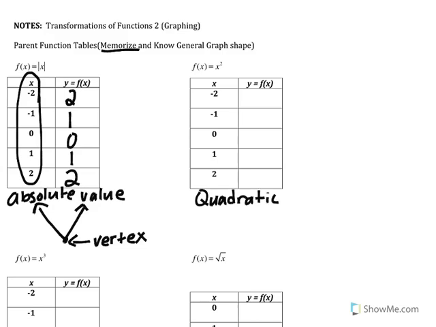So with the quadratic, again, notice you're using -2, -1, 0, 1, and 2. If we square numbers, they become positive. So 2 squared is 4, 1 squared is 1, 0, 1, and 4. So repeating again, unlike the absolute value, though, it's not that V shape, it's going to be a U shape. But it also has a vertex.